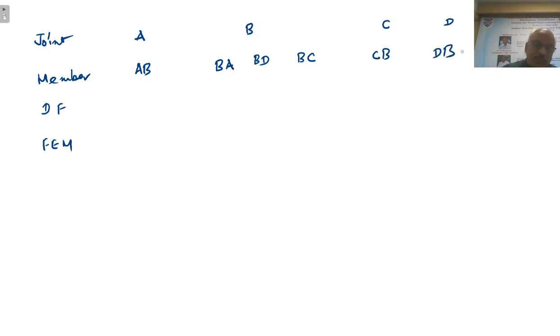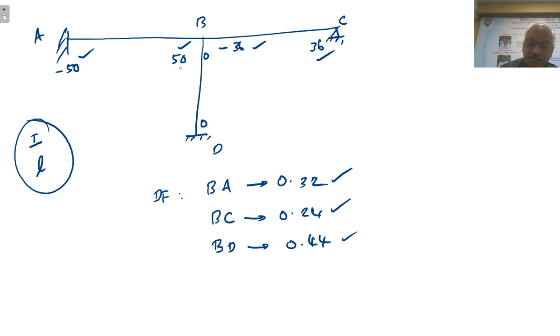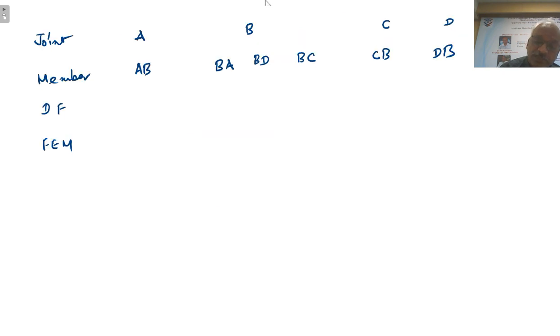Right. Now the fixed end moments for this problem: for AB it is minus 50 plus 50. For BD it is 0 because the column is not subject to any lateral load. For BC it is minus 36 and plus 36. So these are the fixed end moments due to the given load.